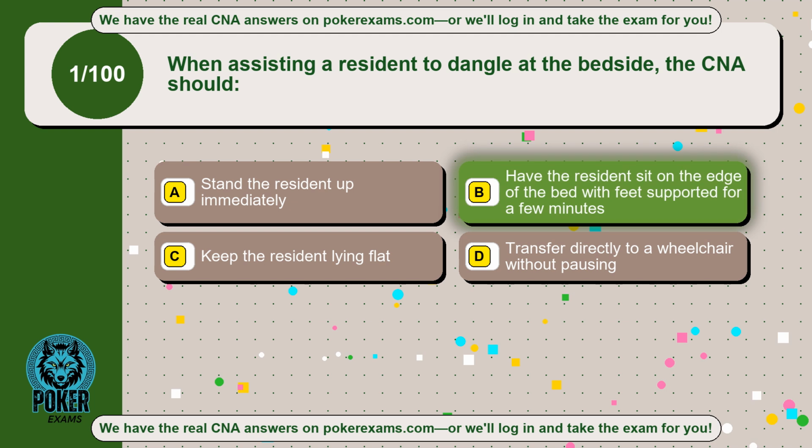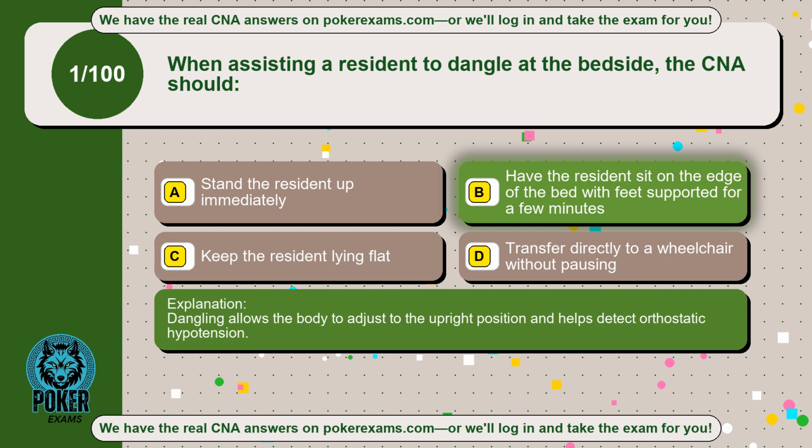The correct answer is option B. Have the resident sit on the edge of the bed with feet supported for a few minutes. Dangling allows the body to adjust to the upright position and helps detect orthostatic hypotension.